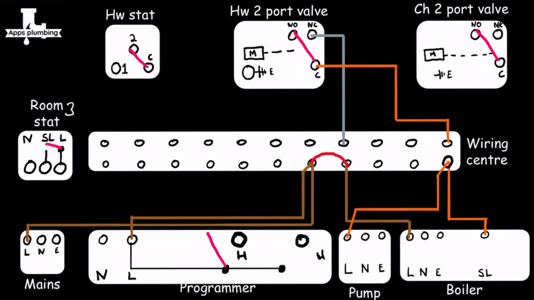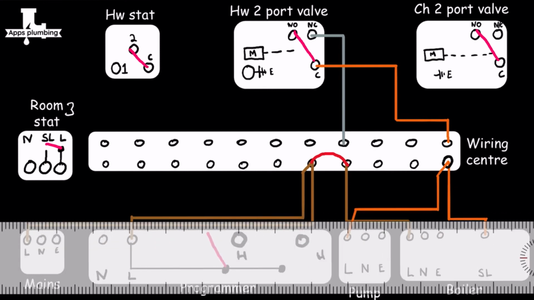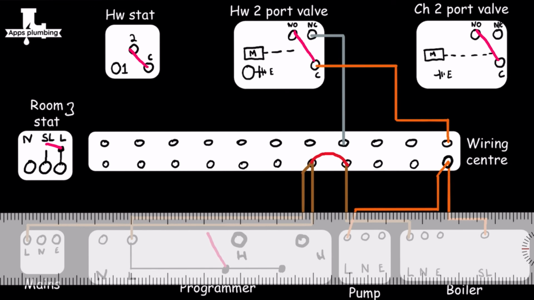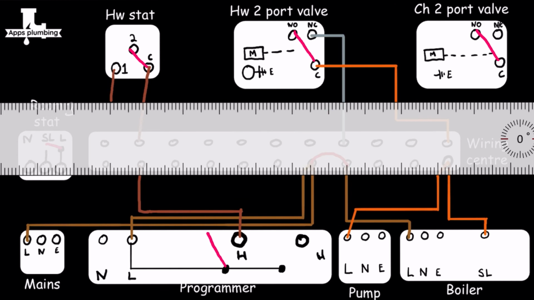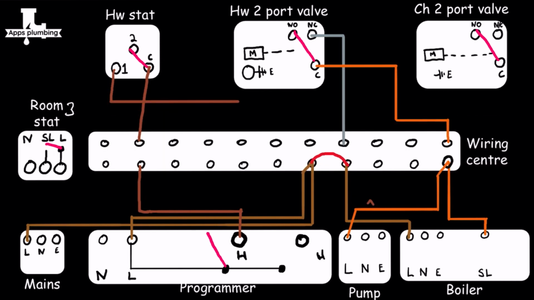Okay, so now we're going to talk about the hot water. Pretty much exactly the same as the central heating. So we have a hot water live coming out of our programmer. It goes into our wiring center, then comes out, goes into our stat, then comes out, goes back into our stat, then comes back out and into our motor.